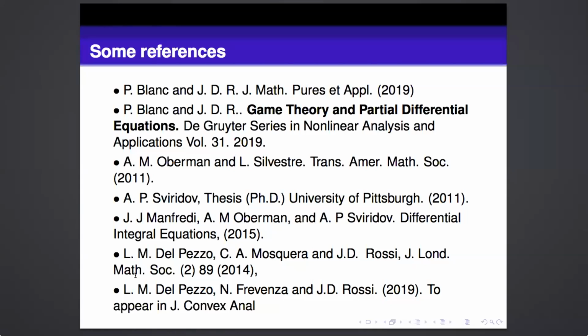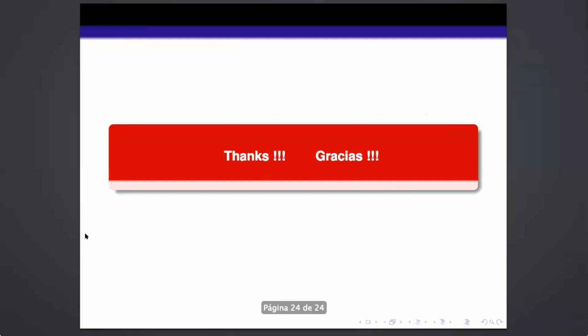And we did something. This last reference with Del Peso, Frevenza, and myself is the reference associated with this convex extension. The reference for the quasi-convex extension, we are writing down the details. Okay, this is what I want to say.